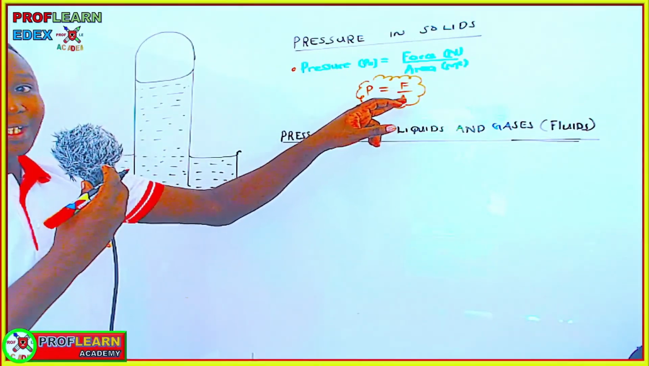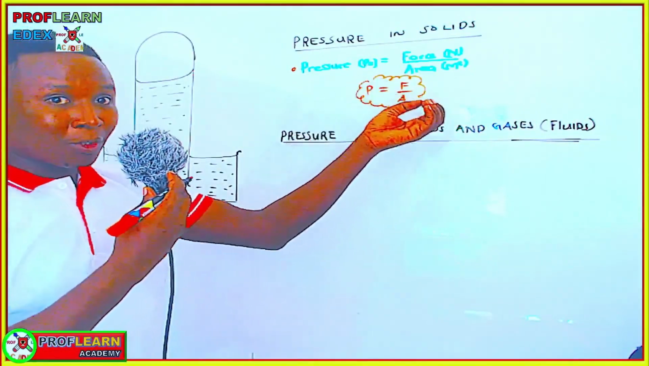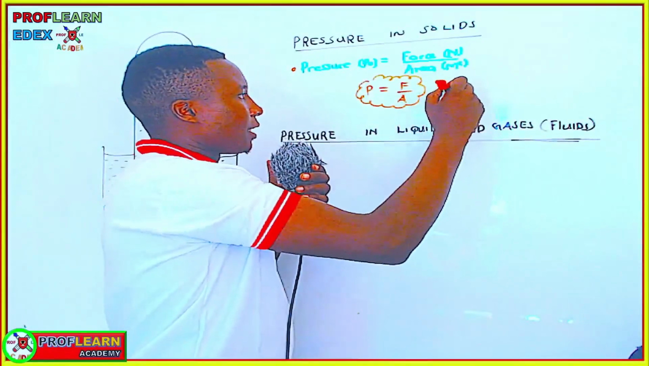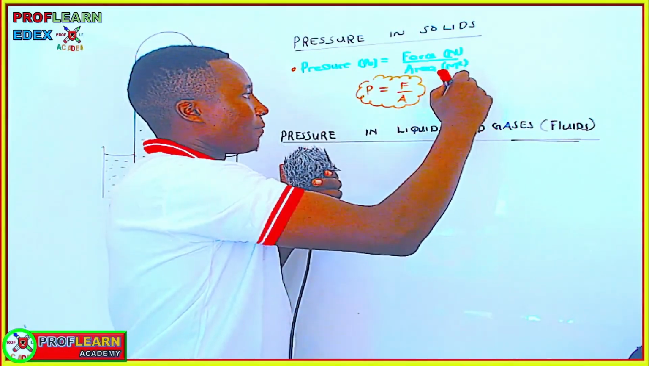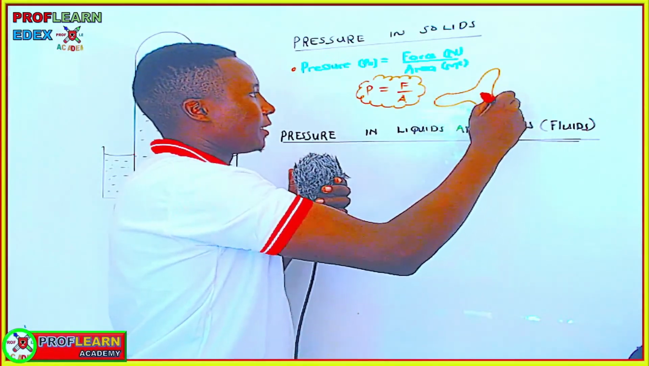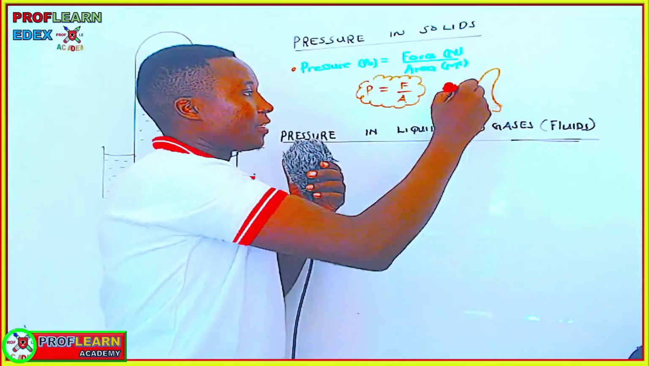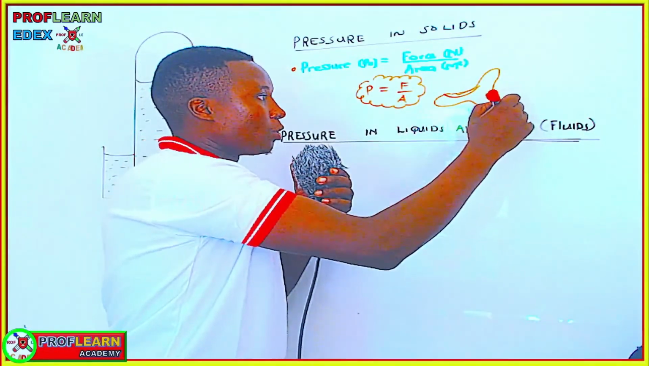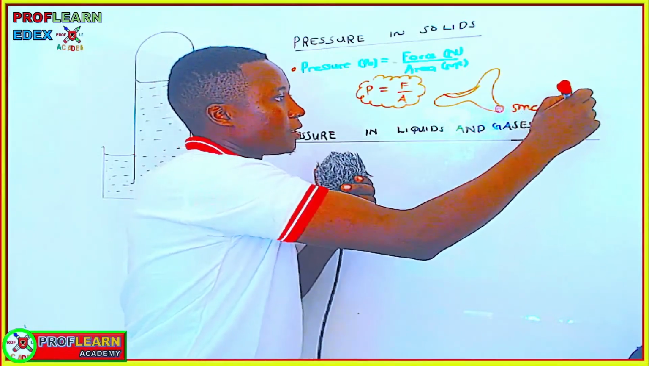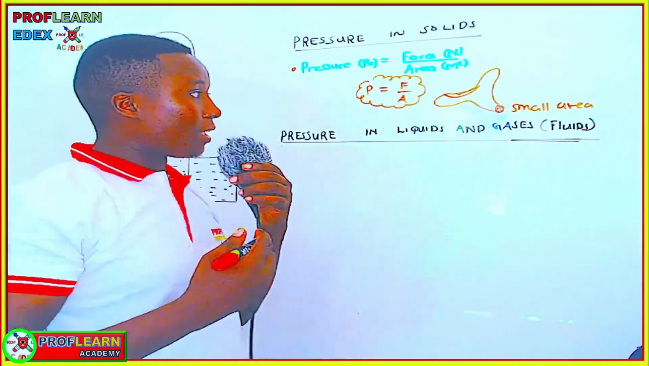The smaller the area, the higher the pressure. The smaller the force, the smaller the pressure. This is why, if a lady is wearing high-heeled shoes and another person is wearing closed flat shoes, the high heel has a small area, so it's going to exert a very high amount of pressure.